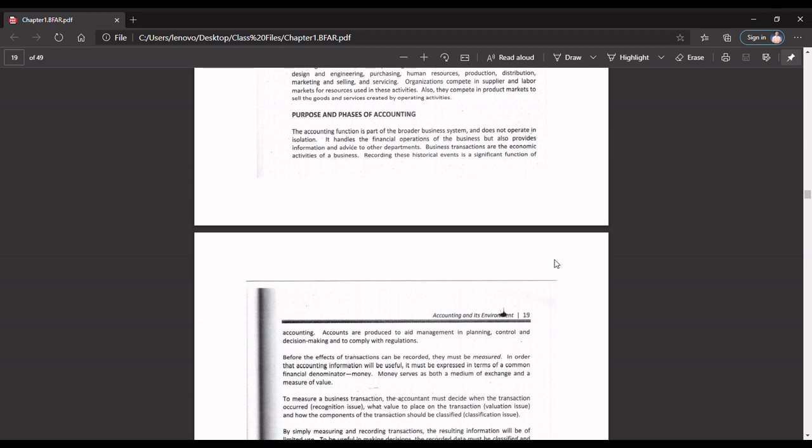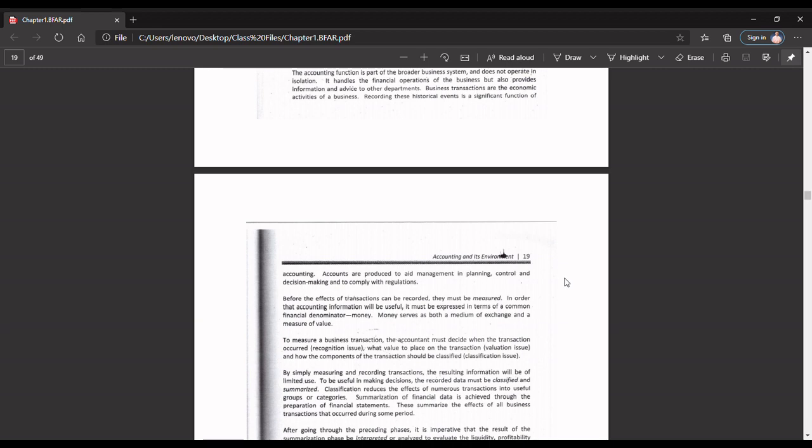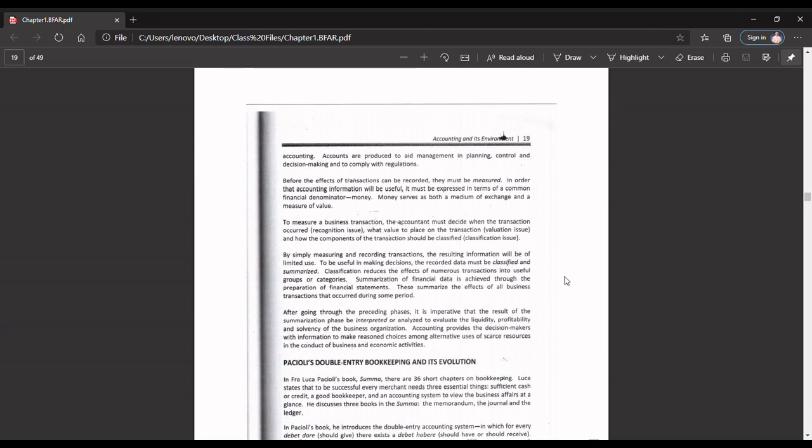In the normal course of business, we have transactions. We either sell or we buy things. We pay stuff. We pay expenses. We pay liabilities. So those transactions must be recorded. And in order for those transactions to be recorded, they must be measured.